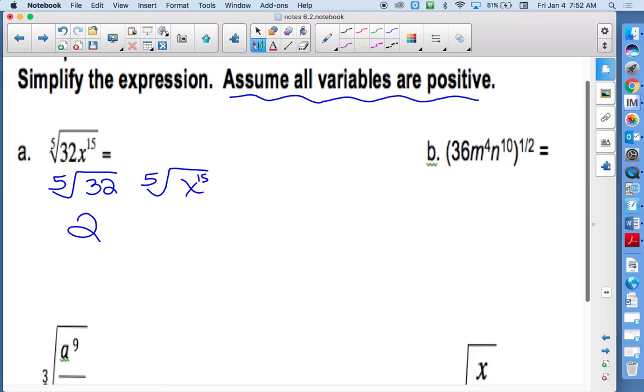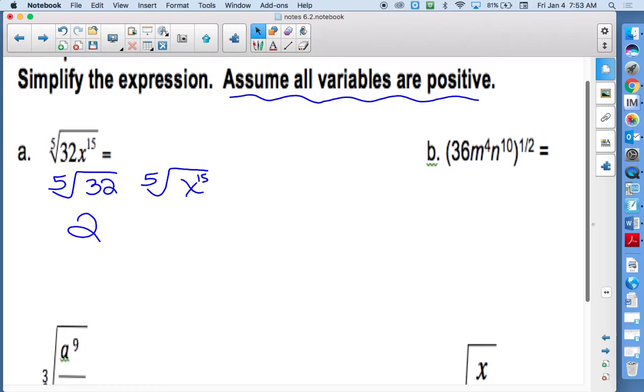Gavin, do you know what you would do with the 5th root of x to the 15th? Anybody have an idea what you would do with that? How do you take the 5th root of x to the 15th? Connor? Yeah, that's what you're doing. You're taking 15 divided by 5.